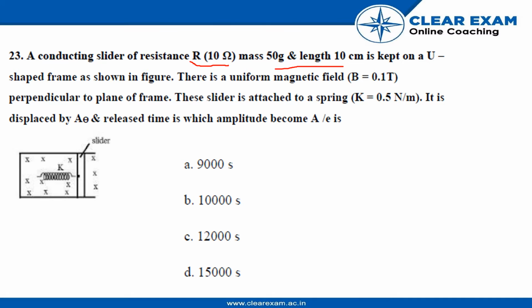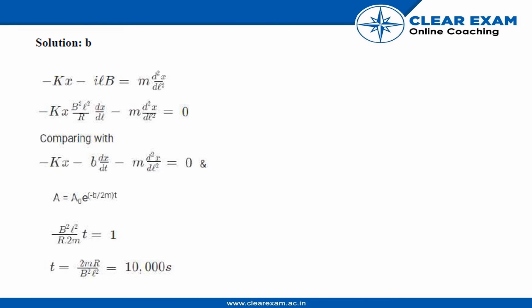It is displaced by A naught and released. The time in which the amplitude becomes A naught divided by e is asked. So in this we know the value of resistance, mass, length and magnetic field, with the spring constant K, and it is displaced by A naught, and we need to find the time in which the amplitude becomes A naught divided by e. The shape of the frame is U. So let's see how it will be solved. So let's see the solution now.